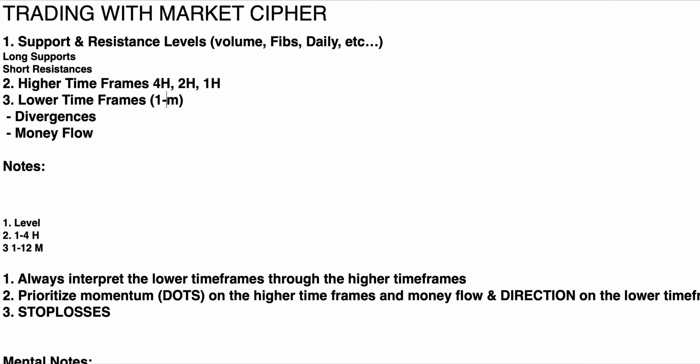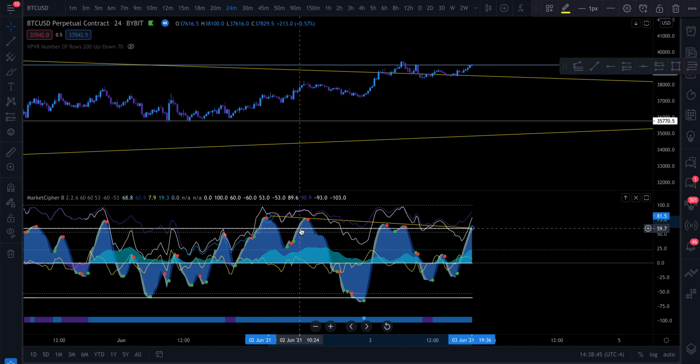It says 1 to 12 minute. I would even say the 1 to 24 minute, okay? The things we're going to be looking for on these lower time frames are divergences in momentum and divergences in money flow, okay? Divergences in momentum and divergences in money flow. Let me explain what I mean by divergences in momentum and money flow.